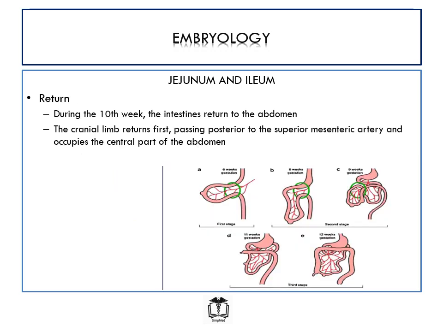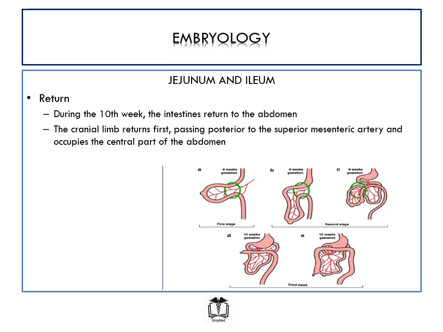So at about the 10th week, the midgut loop begins to return into the abdomen. This return occurs in a very unique fashion, because remember that the midgut loop rotated 90 degrees counterclockwise. As it returns into the abdomen from the umbilical cord, it also rotates counterclockwise, about 180 degrees. So in total, we say that the entire midgut loop rotates about 270 degrees counterclockwise during its entire development.